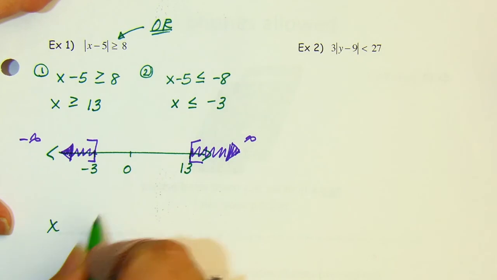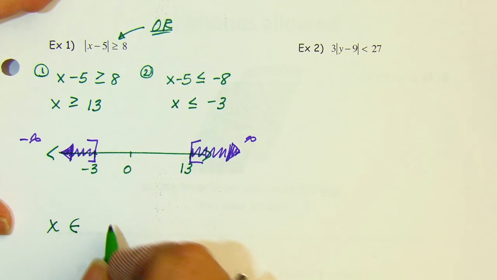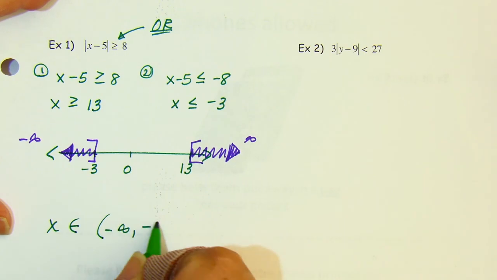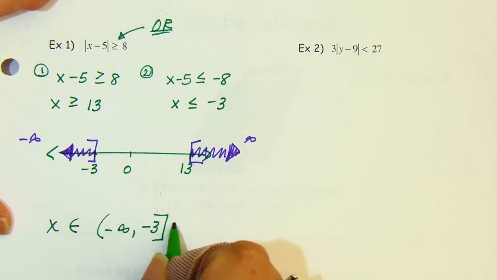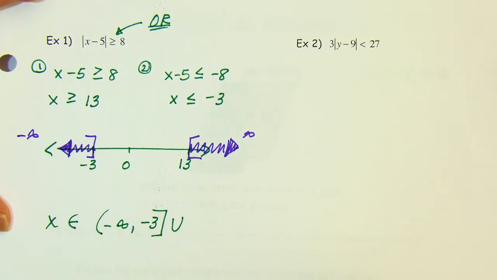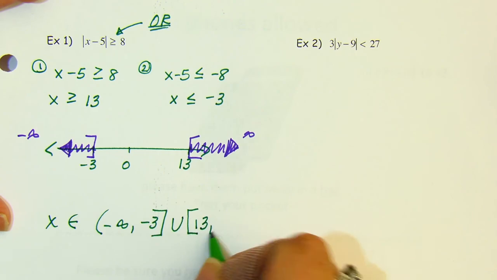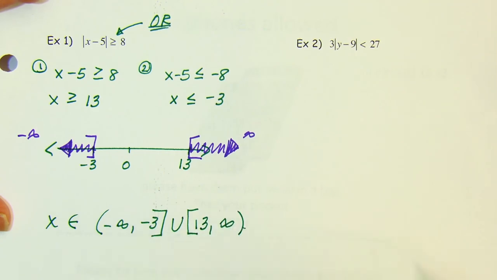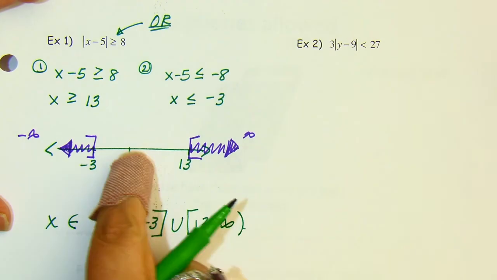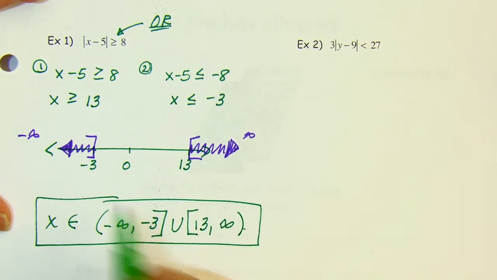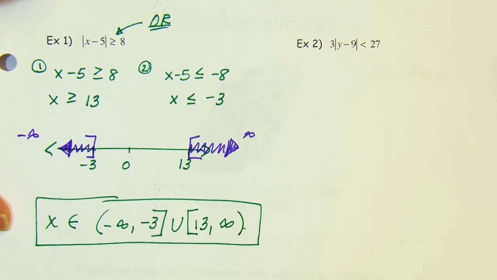So I say x is an element of values that go from negative infinity up to and including negative 3. And I'm going to bring together with it elements that start at 13, including 13, and going to positive infinity. All that stuff in between, they are not solutions. Okay, so this is my solution set, if you will.